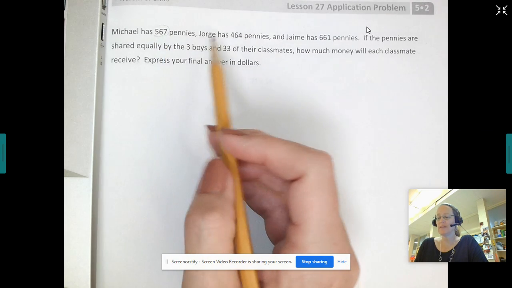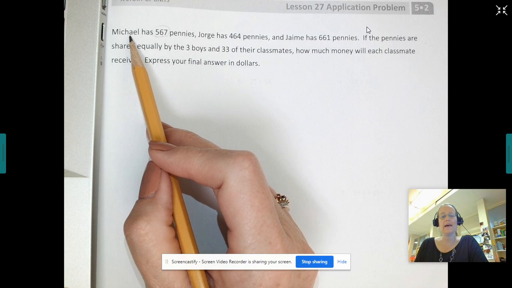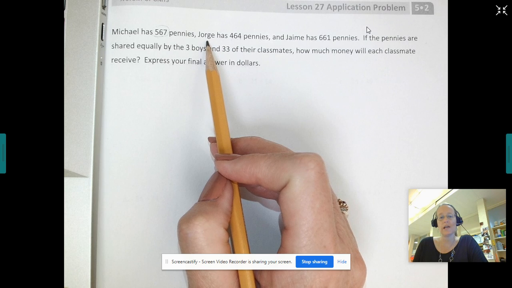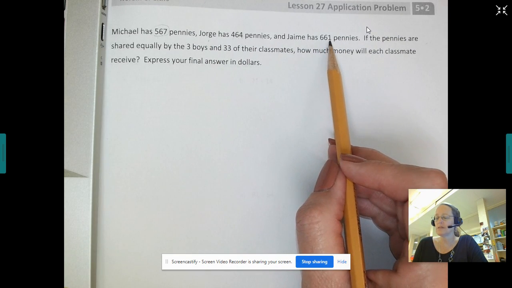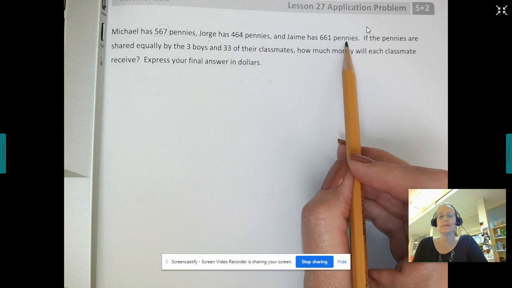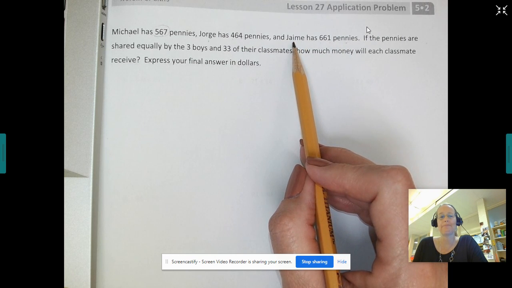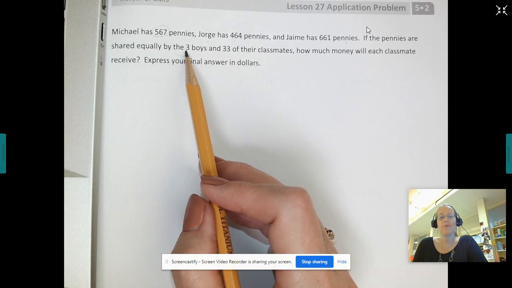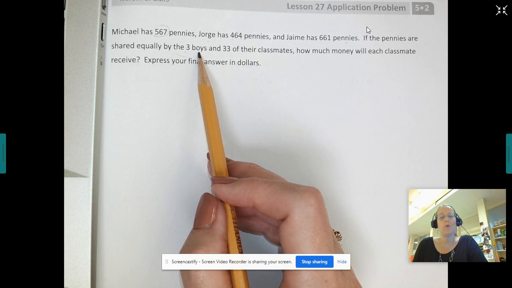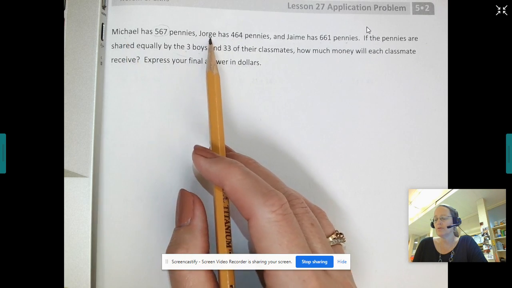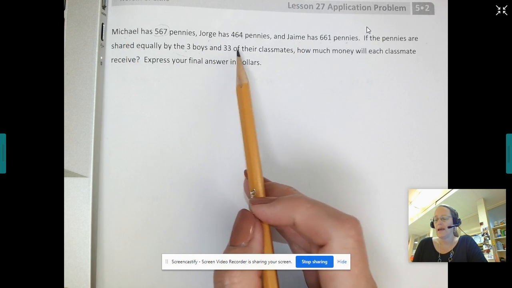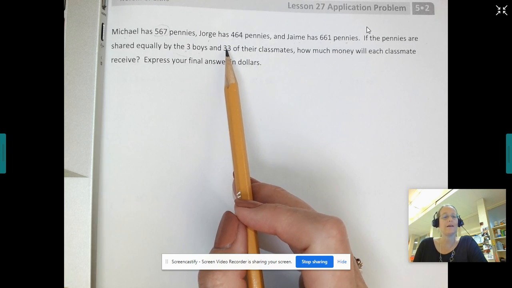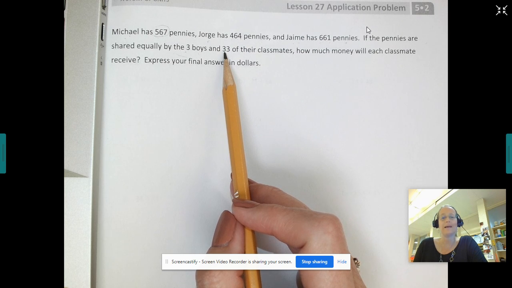So what does 567 represent? It's the amount of pennies that Michael has. What is 464? It's the amount of pennies that George has. And what does 661 represent? It's the number of pennies that Jamie has. What is the 3? The 3 represents the 3 boys in our problem, Michael, George, and Jamie. And the 33 represents their classmates. So that's the other students who are in their class.